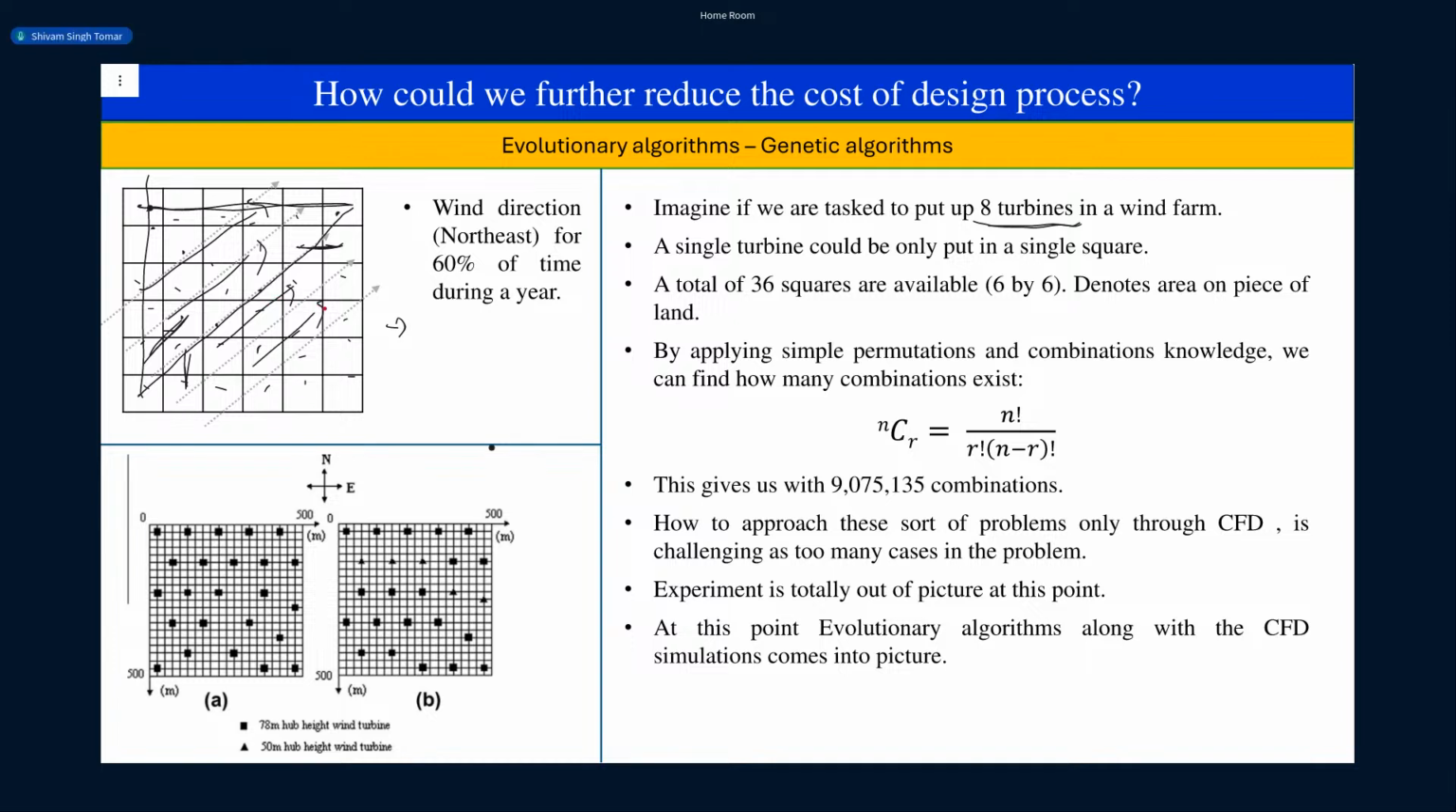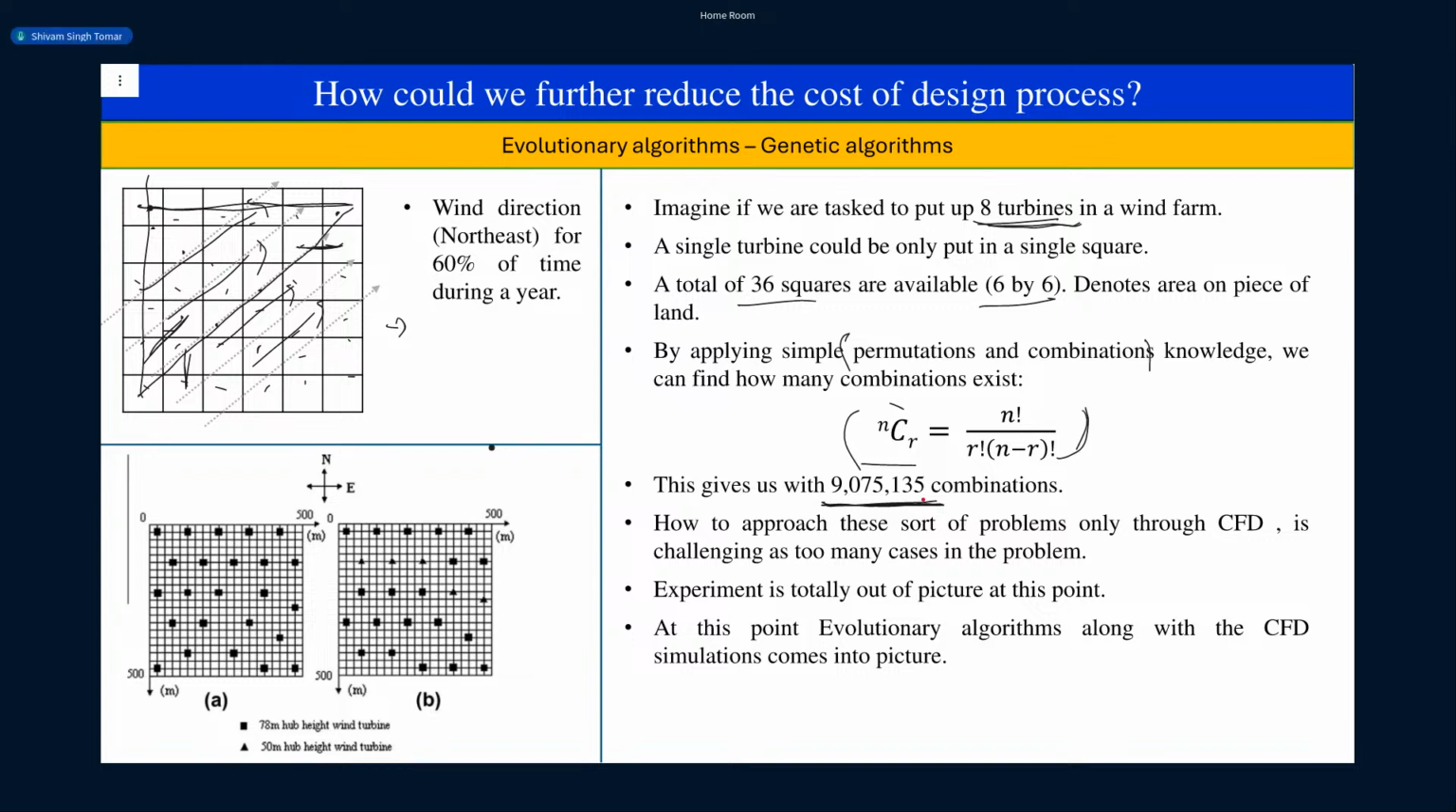Just some initial information. If you see on the right of your screen, there are 36 squares available in a 6 by 6 area, and you have to keep 8 turbines. Now, if we apply our knowledge of permutations and combinations, using this formula for combinations, there are around 9 million combinations in which you can place these turbines. Just imagine the size of it, and for every combination you have to run a CFD and then check.